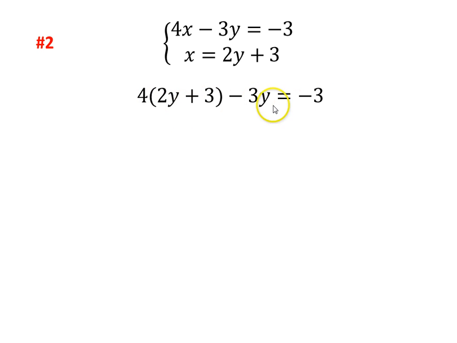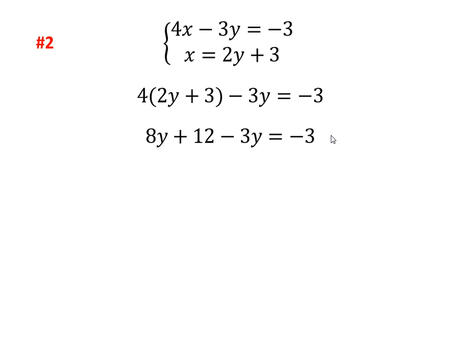So this right here is the top equation. The only difference is instead of having x right here, I have 2y + 3 because x is 2y + 3. So now I'm going to distribute, combine like terms, and solve this equation to find out what number y is. So by distributing, I get 8y + 12. The 8y comes from 4 times 2y, which is 8y. The 12 comes from 4 times 3, which is the positive 12. And the minus 3y is from the equation, as is the equals -3.